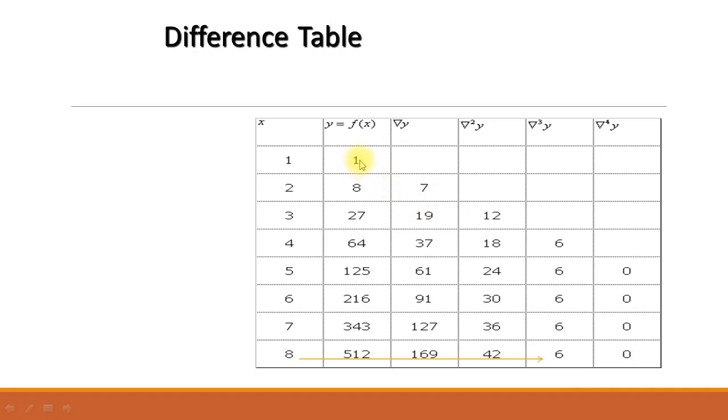To find the first differences, subtract the consecutive values of y: 1 from 8, 8 from 27, 27 from 64, and so on. We get the first differences. Similarly, for the second differences column, subtract 7 from 19, we get 12, 19 from 37, we get 18, 61 from 91, and so on. We get all these differences. And at the last differences, del 4, 6 minus 6 is equal to 0, each time.